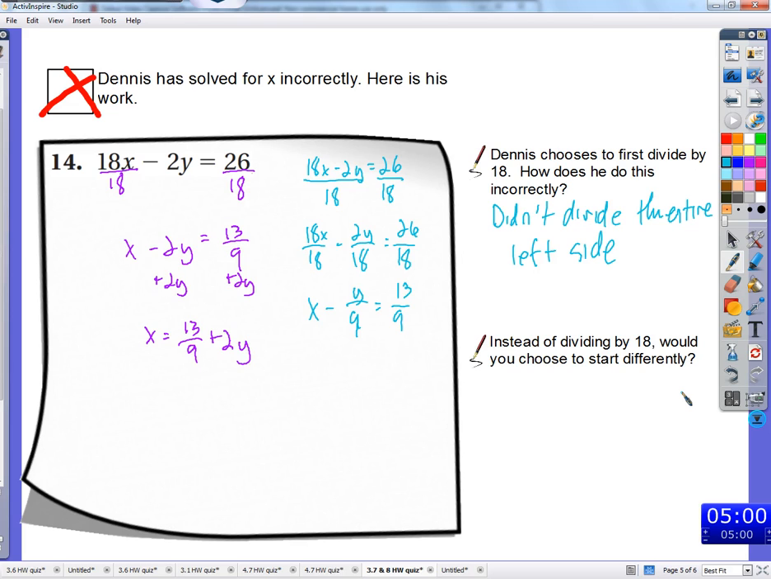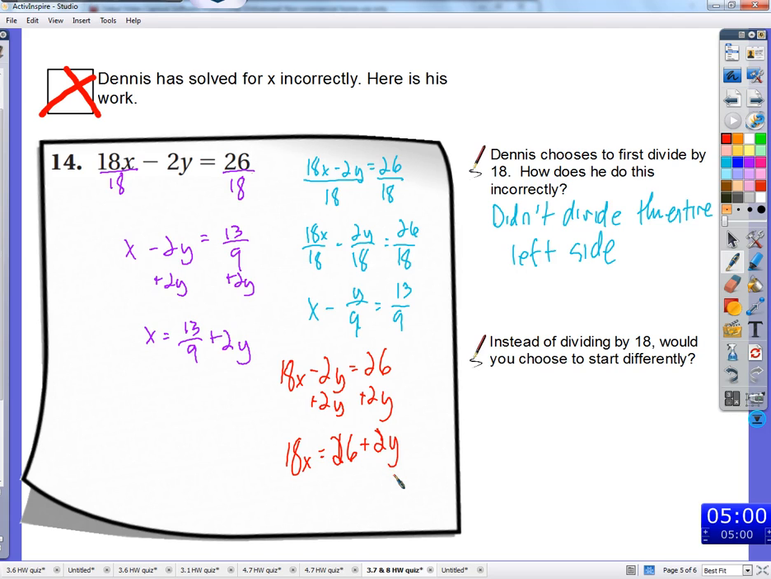Started with 18x minus 2y equals 26. Instead of dividing by 18, would you choose to do something else? Show my hands. Somebody raise. Alexis. Subtract 2y. Let's investigate that. Okay, I'd like to get rid of that 2y. So if you subtract 2y, or add. Add 2y. 18x equals 26 minus, no, plus 2y.